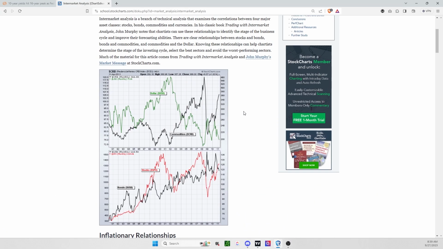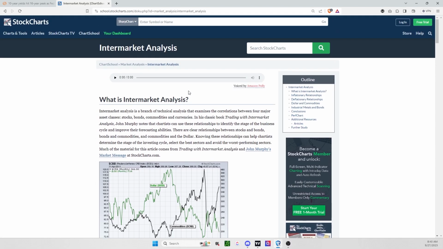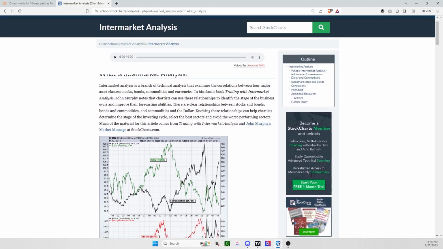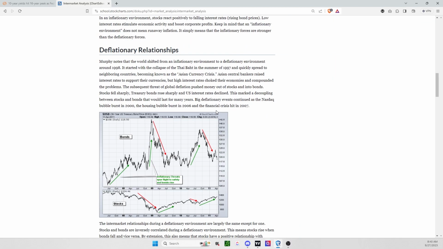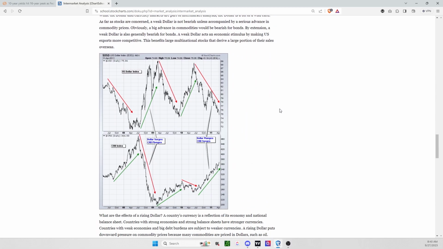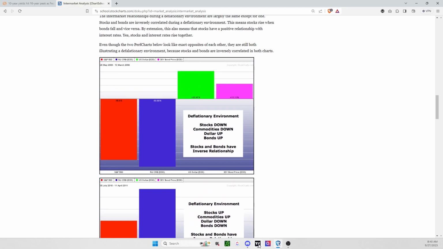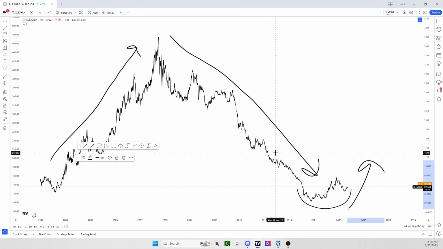If you want to read through this, it's a really great article. Go to school.stockcharts.com, look up the intermarket relationships and market analysis, read through this entire thing. It's really great. Use this as a blueprint, as a framework. I'm not saying this has to happen, but you can school yourself right now because if you're a technical trader, you're going to be able to see this stuff play out on charts. And if you have this type of information in front of you, obviously you're going to be able to make well-informed decisions.